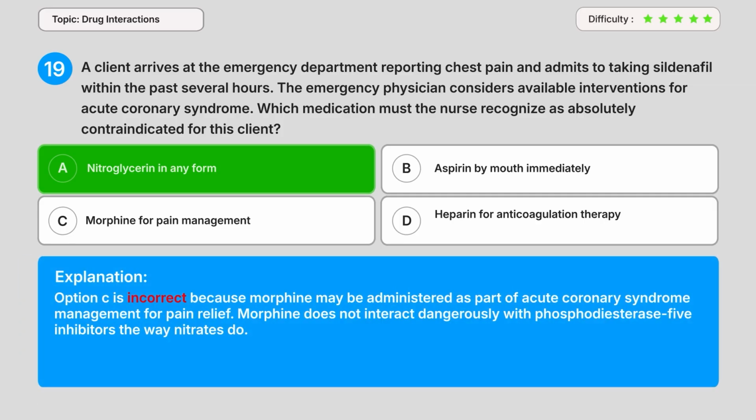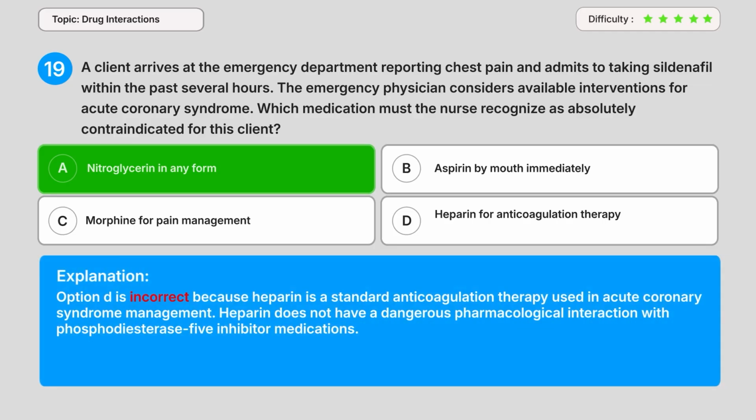Option C is incorrect because morphine may be administered as part of acute coronary syndrome management for pain relief. Morphine does not interact dangerously with phosphodiesterase 5 inhibitors the way nitrates do. Option D is incorrect because heparin is a standard anticoagulation therapy used in acute coronary syndrome management. Heparin does not have a dangerous pharmacological interaction with phosphodiesterase 5 inhibitor medications.